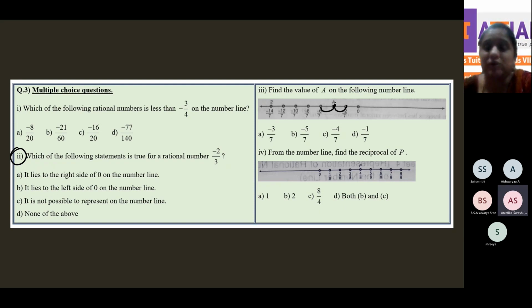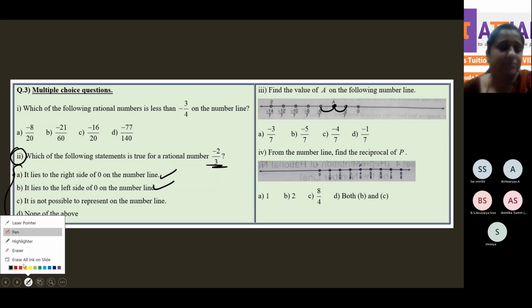But not here, because every rational number has a unique position on the number line. The point A cannot represent more than one rational number. So here you cannot have multiple answers. In questions like this, you can have one of the options be true.